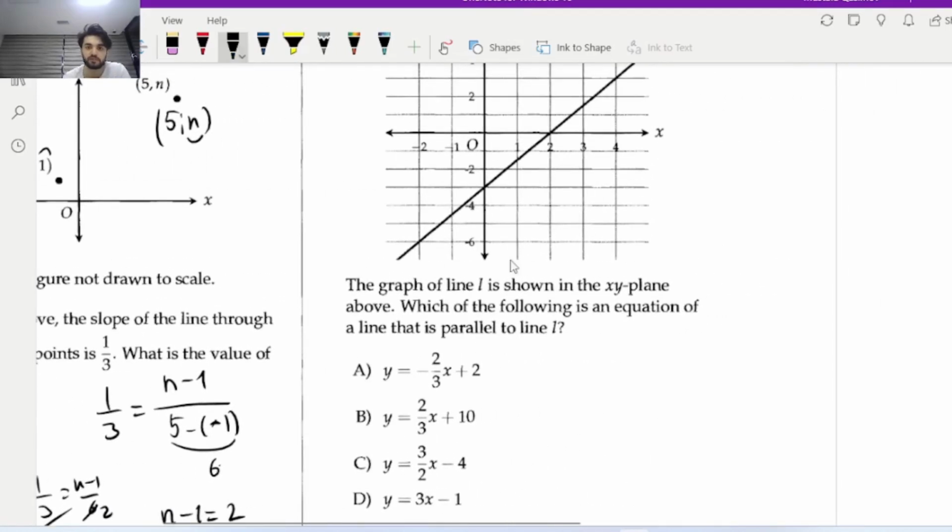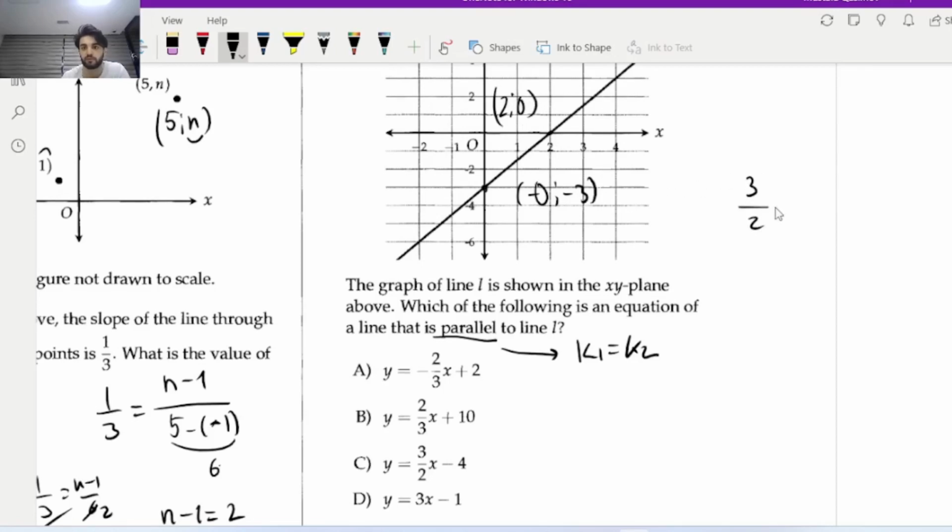Okay, for this question it says which of the following is an equation of a line that's parallel to line L. So for parallel we have to just find the slope, because k1 is equal to k2. Let's take 2 points. This point is 0 and negative 3. This point is 2 and 0. 0 minus negative 3 over 2 will be 3 over 2. Okay, let's write it like this first. So it will be 3 over 2, and for C we have only these values. That's why my answer is C.